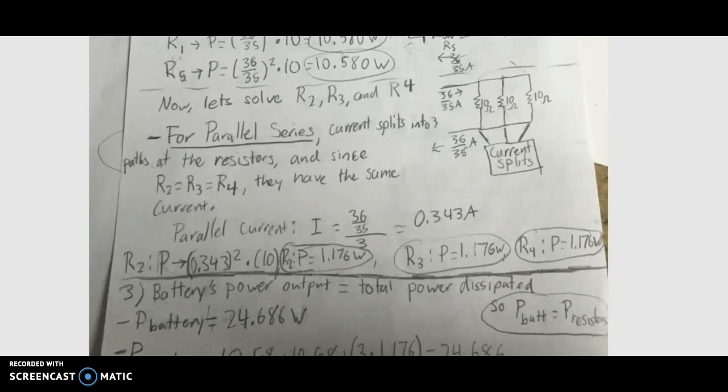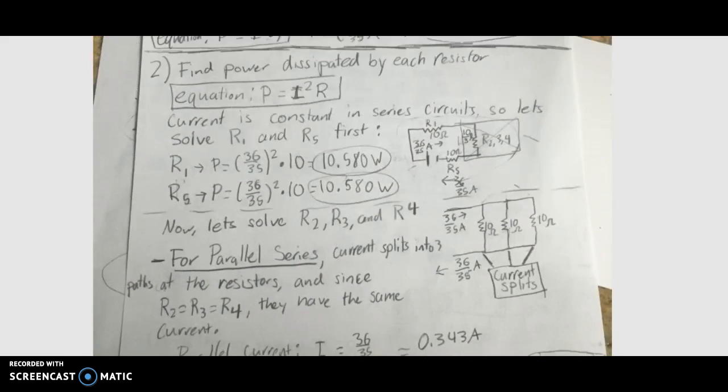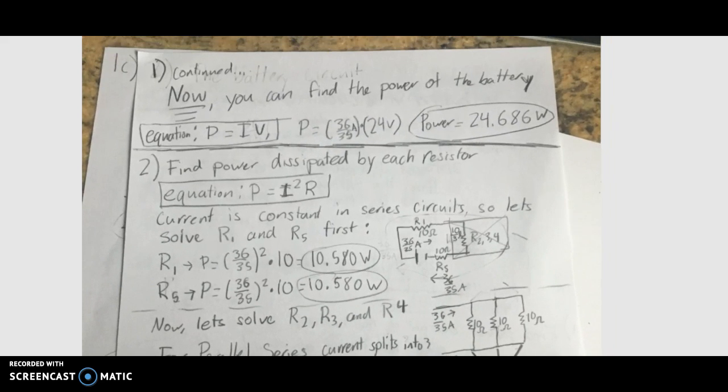Okay, so let's continue this. Now that we have both total resistance and total current, we are going to look at the power of the battery, what we're trying to solve here, finally. So another equation, now that we have both voltage and current, we can do power equals I times V.